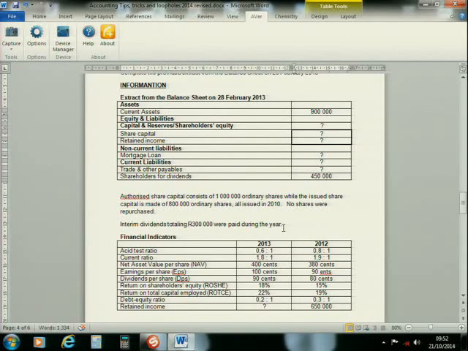That means your current assets are 1.8 times your current liabilities. Now, to determine the current liabilities, you need to divide that figure by 1.8. Let's do that. If you divide 900,000 by 1.8, it will give you your current liabilities.